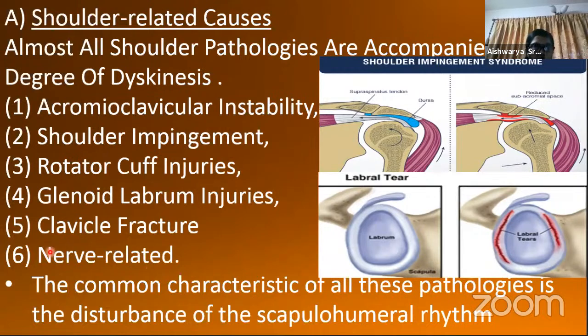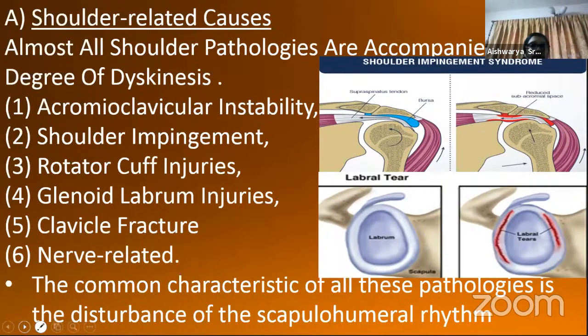Also, scapular dyskinesis interferes with the scapulohumeral rhythm. What is the scapulohumeral rhythm? It's nothing but the movement of the glenohumeral joint to the scapulothoracic joint in the ratio of 2:1, especially occurring when you're abducting your arm. So when there is a shoulder pathology, when the scapula is not moving properly because of instability, obviously the scapulohumeral rhythm also is disturbed.